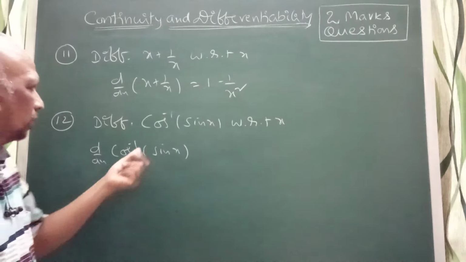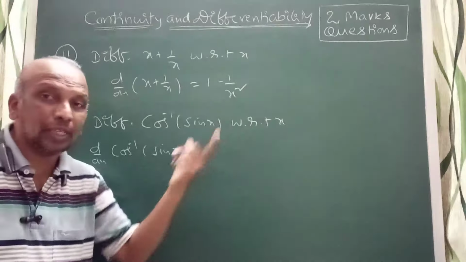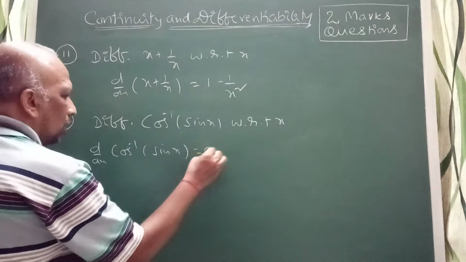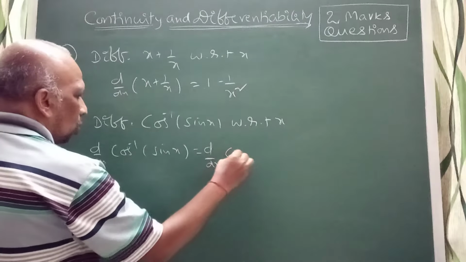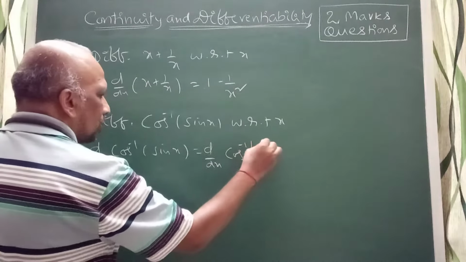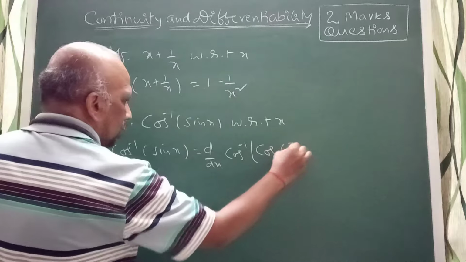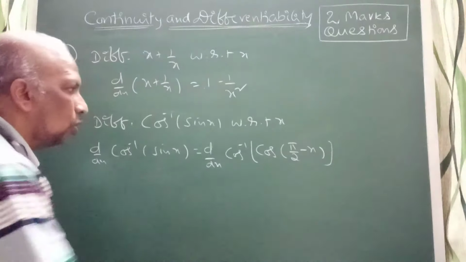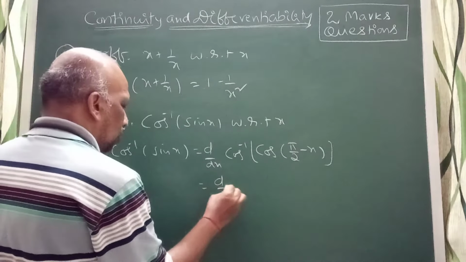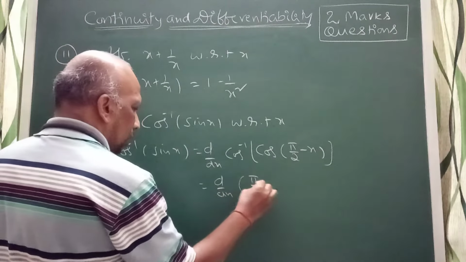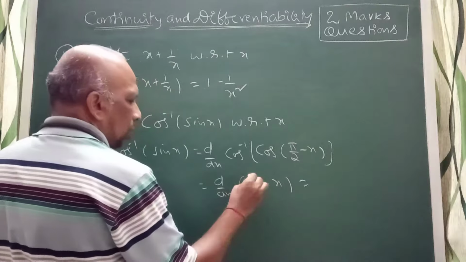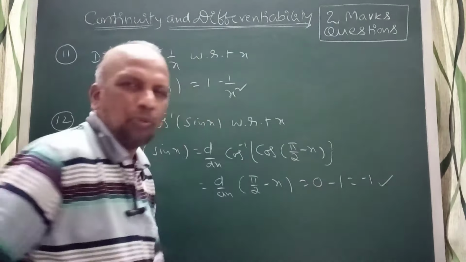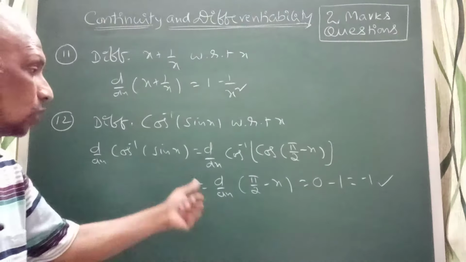Now coming to this one. Differentiate cos inverse of sin x with respect to x. It's a very simple problem. I can write d by dx of cos inverse of sin x as cos inverse of cos of 90 minus x. Cos inverse of cos, you get d by dx of 90 minus x. Derivative of constant is 0, right? Derivative of x is 1. Answer is minus 1. This is a simple method to solve this problem.